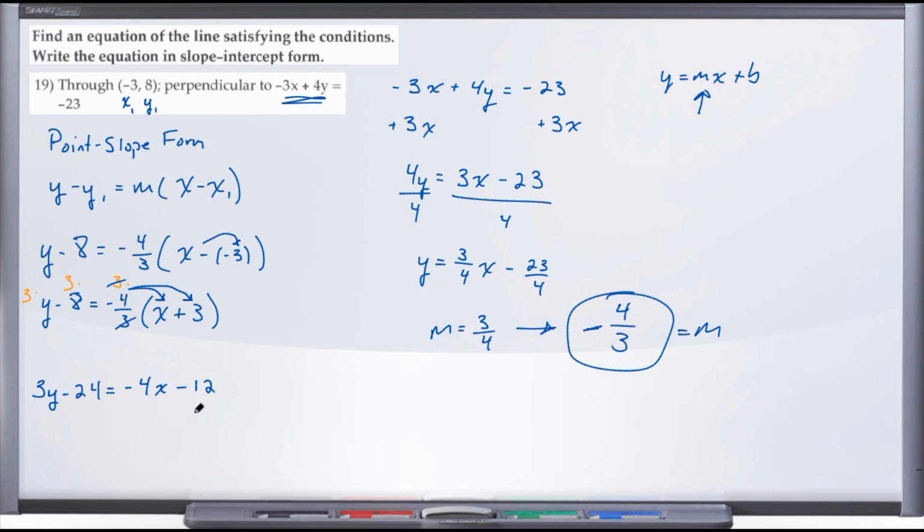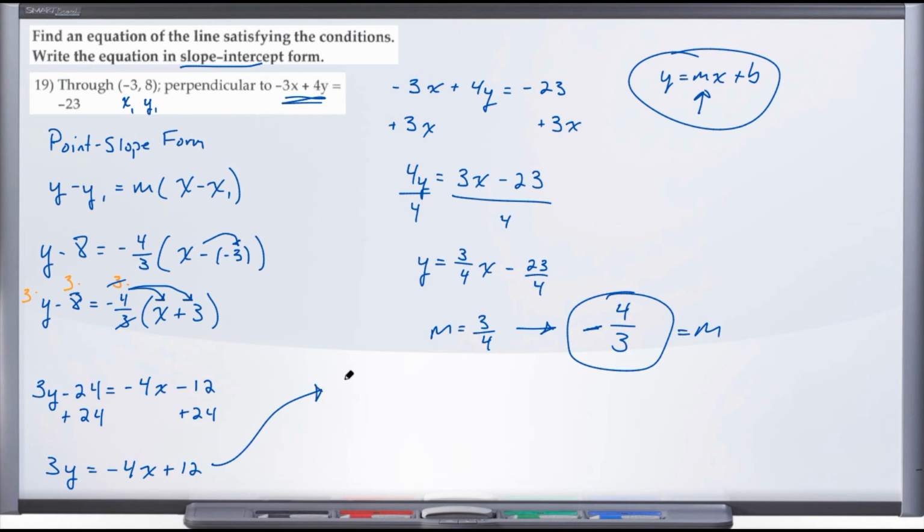Now at this stage, we are going to start putting it into the form that they ask us for, either slope-intercept or standard. In this case, they ask us for slope-intercept form, so this y equals mx plus b form. So we want to solve for y. Let's add 24 to both sides, and that'll leave us with 3y equals negative 4x, and then negative 12 plus 24 gives us a positive 12. And let me rewrite this equation. And now last step, if we want to solve for y, we'll divide by 3 on both sides.